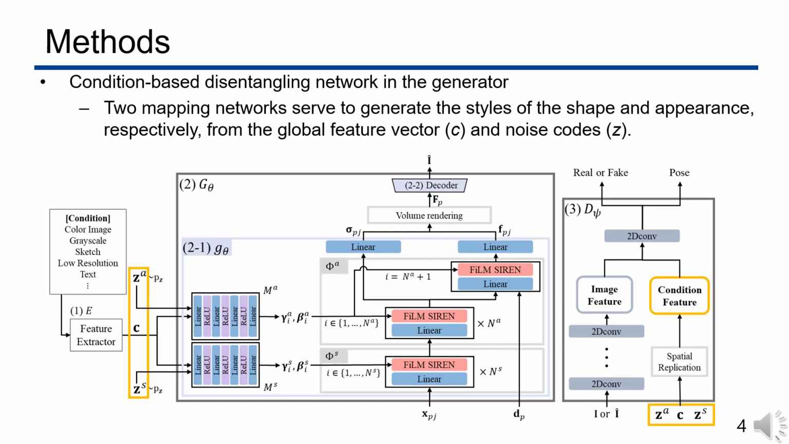Next, let me explain the fine details of our generator network. The generator network consists of mapping networks, MLP blocks, and a CNN decoder network. The two mapping networks serve to generate the styles of the shape and appearance respectively, based on the global feature factor and noise codes. The MLP blocks encode style features using pairs of linear layer and activation function of feature-wise linear modulation. For computation and memory efficiency, after volume rendering the features in small spatial size, we utilize a 2D CNN decoder network to upsample the features to RGB images at a higher resolution.